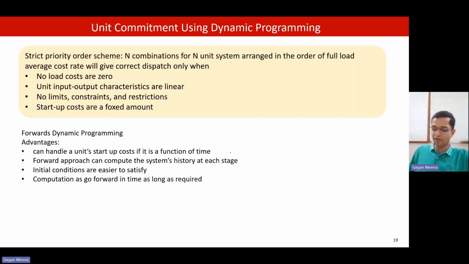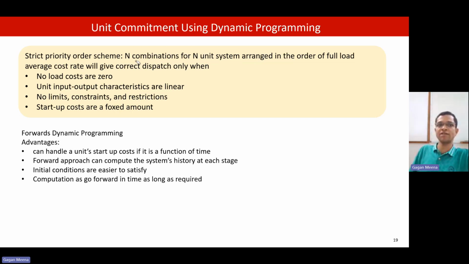We cannot exercise all the combinations for 1,000 generators. This combination is exponentially large. It is very huge, and we cannot do that. And if we reduce the combinations, then we move away from optimality. That's why, even for reduced combinations, we use the strict priority order scheme. Here, for an n-unit system, we will get only n combinations.